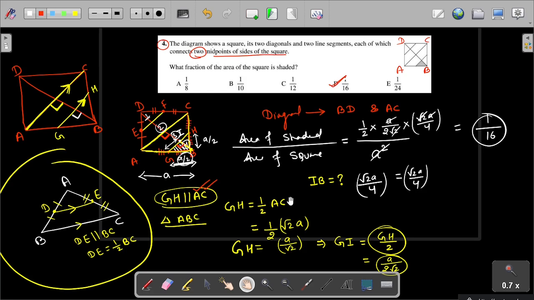Still, we can explain it in many ways. You have to understand the way of explanation. The way I have done here is, I have written the area of the square in terms of a, and I have tried to write the area of the shaded region in terms of a, and a will get cancelled out, and you will get your required ratio. You have to try to get as much as possible from this question.